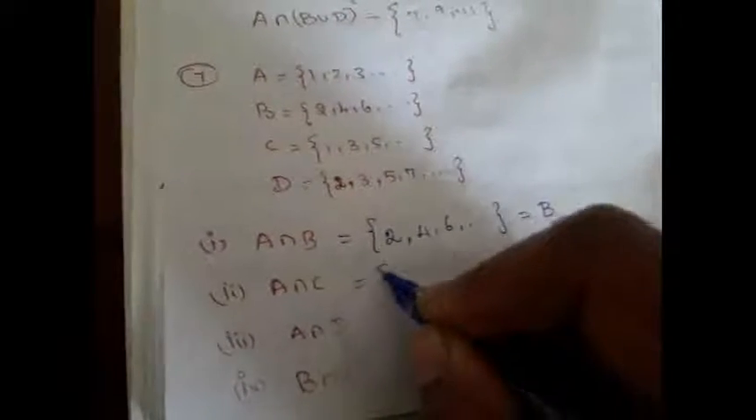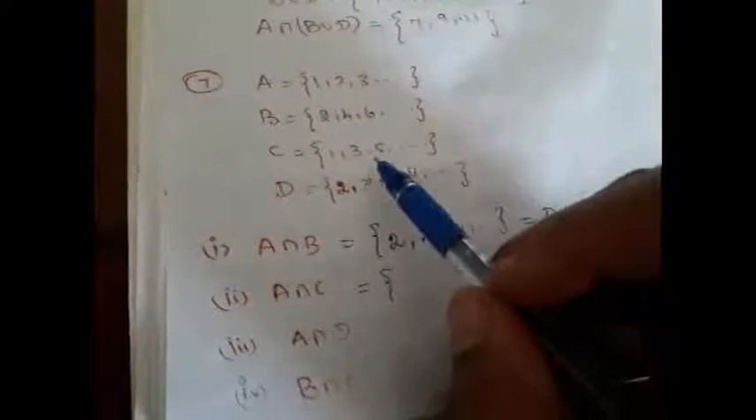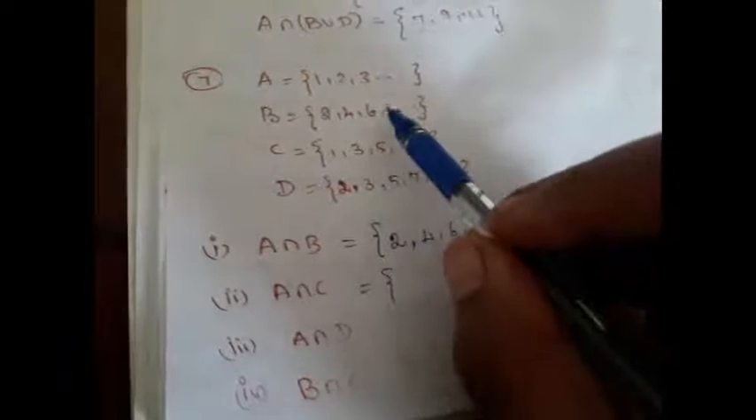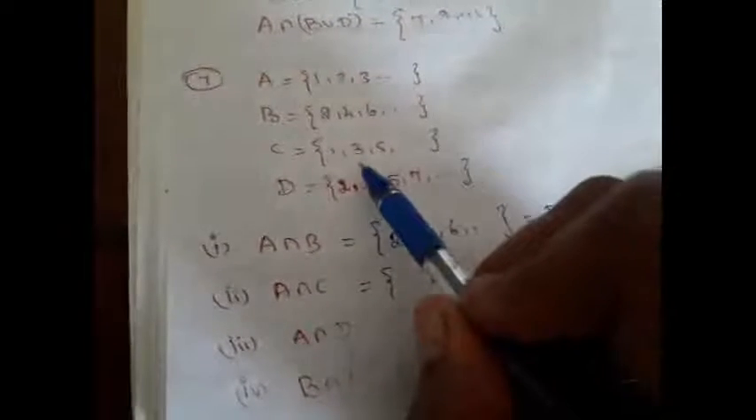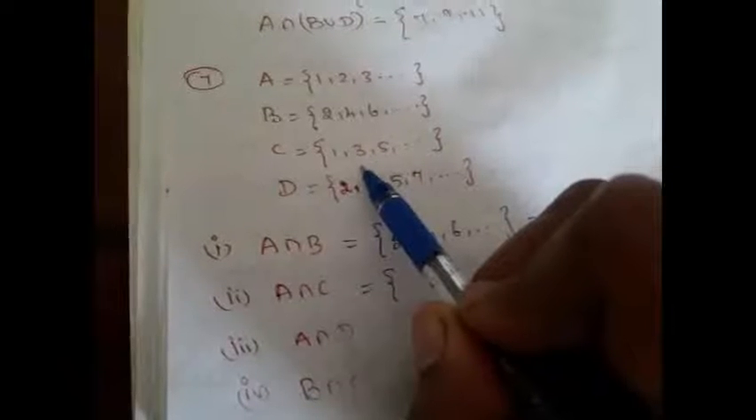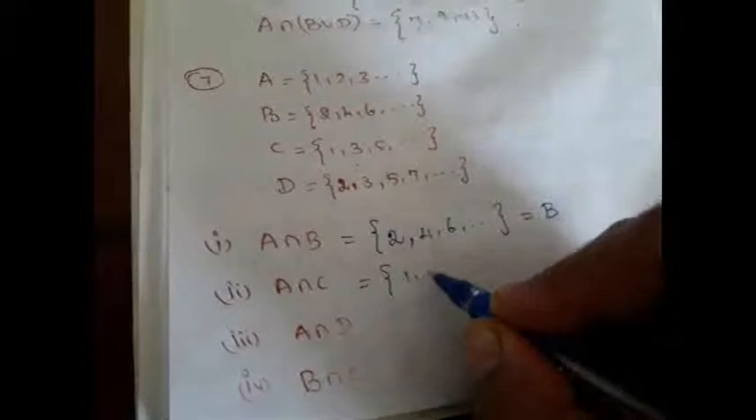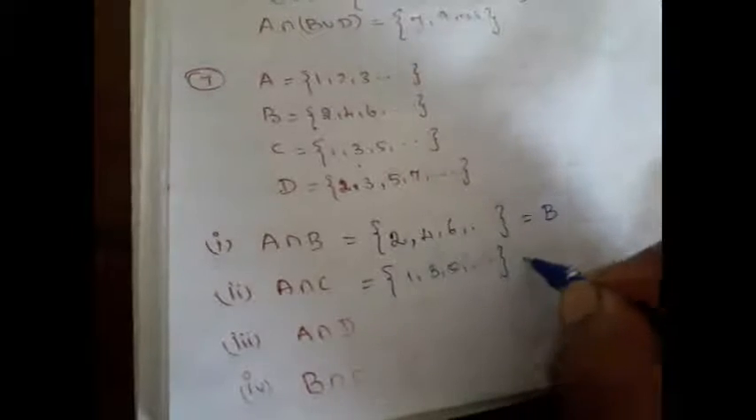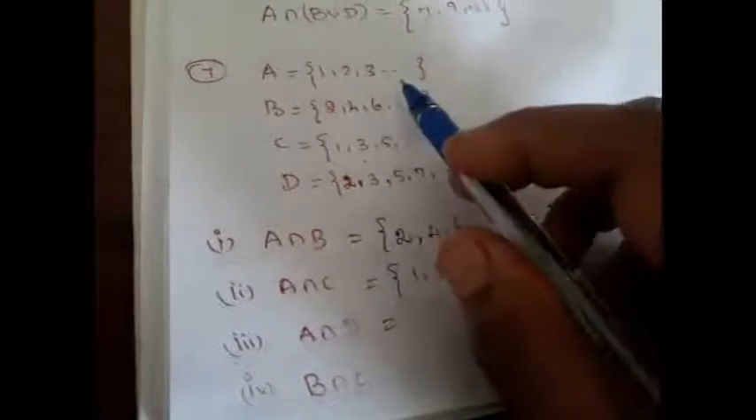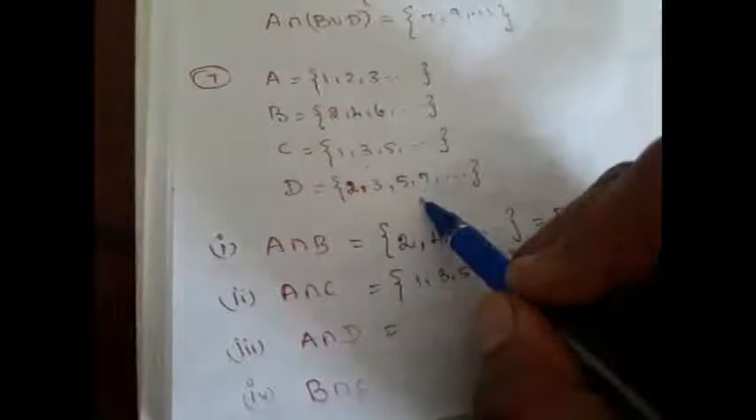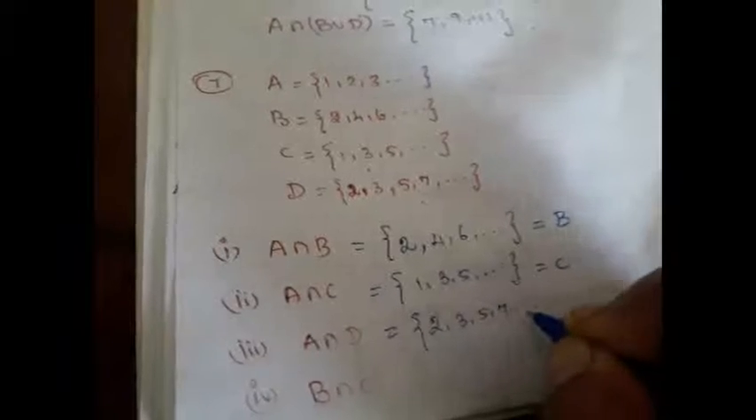What will happen if you find the intersection of A and C? Again, set A has all the numbers, whereas set C has only odd numbers. So when you find the intersection, you will get the odd numbers, 1, 3, 5, etc., which is nothing but set C. Now what is A intersection D? Again, set A has all the elements, set D has only the prime numbers. So when you find the intersection, you will get only the prime numbers, which is nothing but set D.